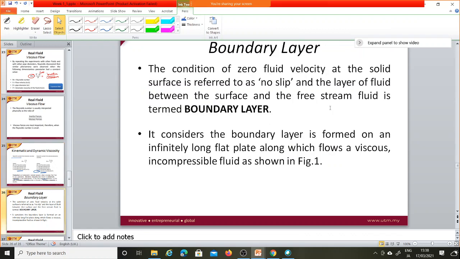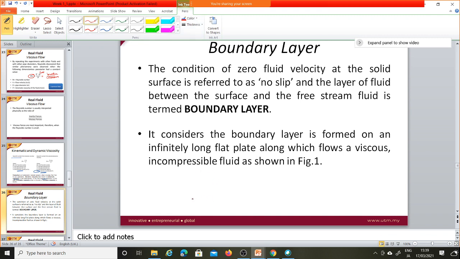Okay, so the next thing is boundary layer. This is the topic where we will spend more time, because Reynolds number you are familiar with. Reynolds experiment is also not new for you. Boundary layer, I think you also know, but we need to know more on that. So what is boundary layer? I want to explain in short.